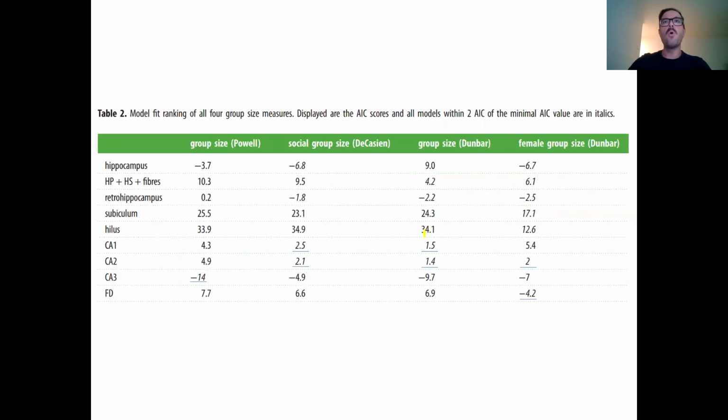More surprisingly, when using 4 different measures of group size, some of them reached the same conclusions, but some of them didn't. For example, looking at the CA1, we could find that CA1 correlates with group size with those 2 data sets, but CA2 was correlating with group size with these 3 different data sets, while CA3 was only related to that first group size. So this is a cautionary note about what kind of measures we're using, and about being cautious with the data that we are using for our analysis.